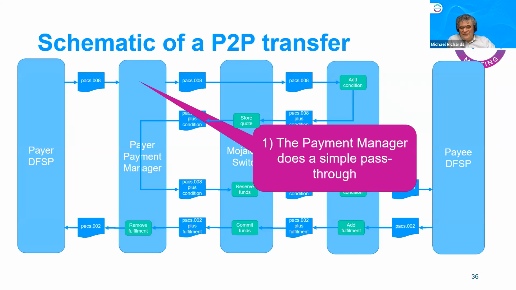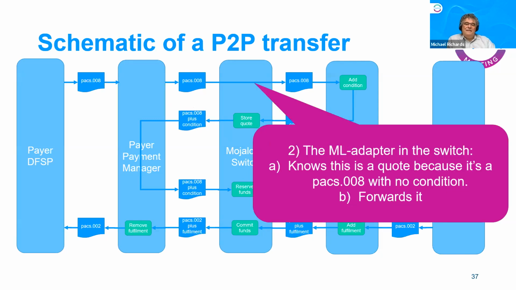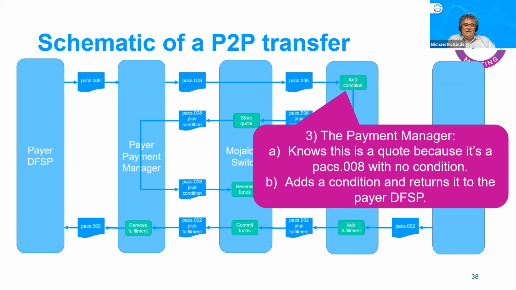So yes, I'll just go through this again. The payment manager does a simple pass-through. The ML adapter knows this is a quote because it's a PAX 008 with no condition. It forwards it. Again, the payment manager knows this is a quote. It adds a condition.